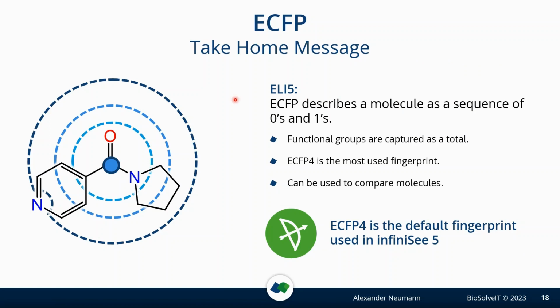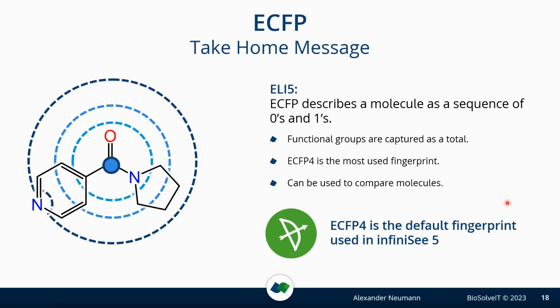So if I have lost you in this ones and zeros, just to give you a take-home message, explain to me like I'm 5. ECFP describes a molecule as a sequence of ones and zeros. That's it. It captures functional groups as a total, so it tries to capture the features of a molecule. It's the most used one so far, at least from what we learned and got communicated from the big pharmaceutical companies. And it can be used to compare molecules, one molecule to another. This is why we decided to set the ECFP4 as the default fingerprint in infiniSee 5.